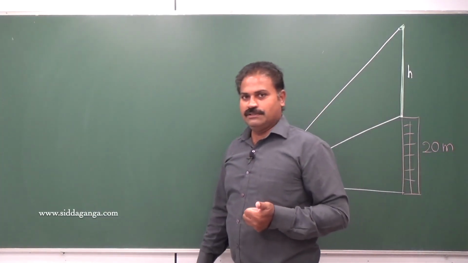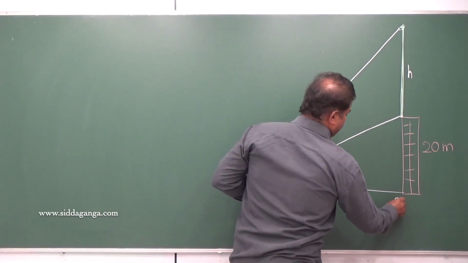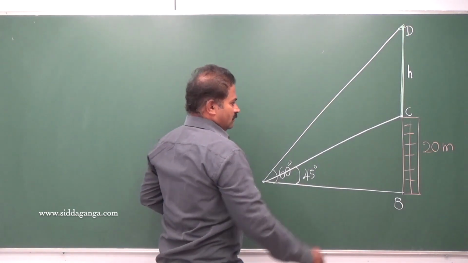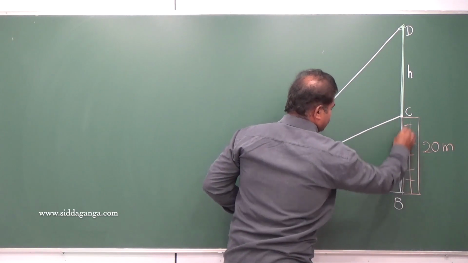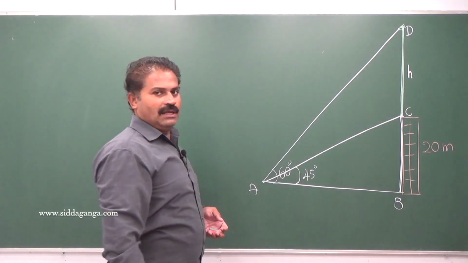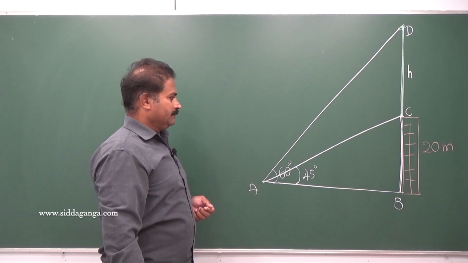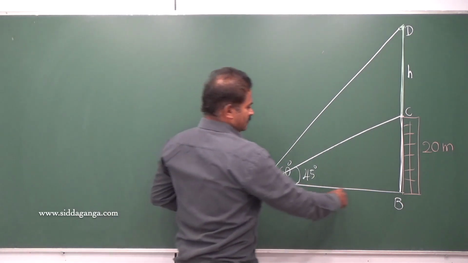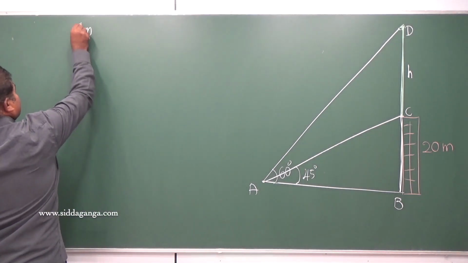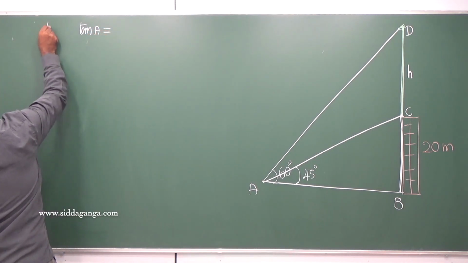So understood the question? Now, let us mark this A, B, C and D. Now this height is 20. Above that you have the tower. You need to calculate the height of the tower. So how are you going to proceed? I'll consider this small triangle first, triangle ABC.